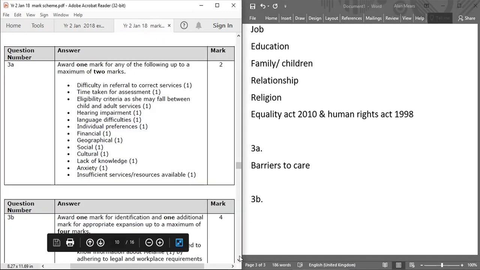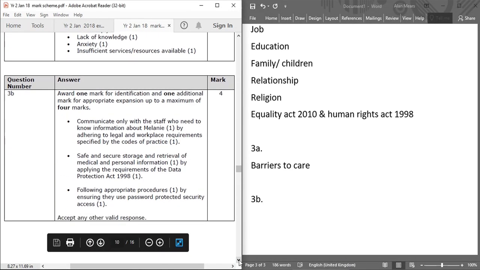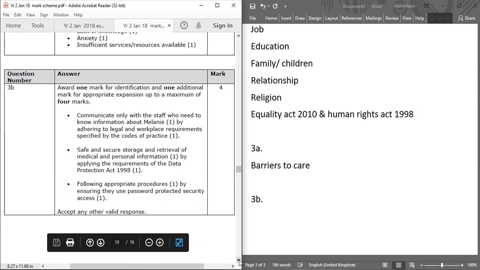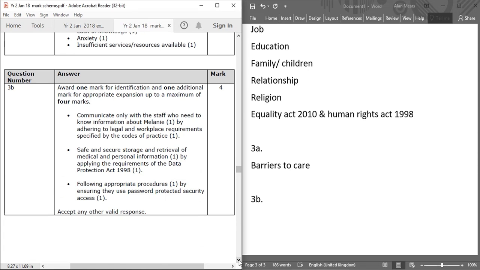So what does the mark scheme suggest? There we go. Communicate with staff who only need to know, and obviously share codes of practice, safe, secure retrieval of medical information. It mentions the Data Protection Act of 1998 there. Obviously, when this question was released and published, it was before GDPR.